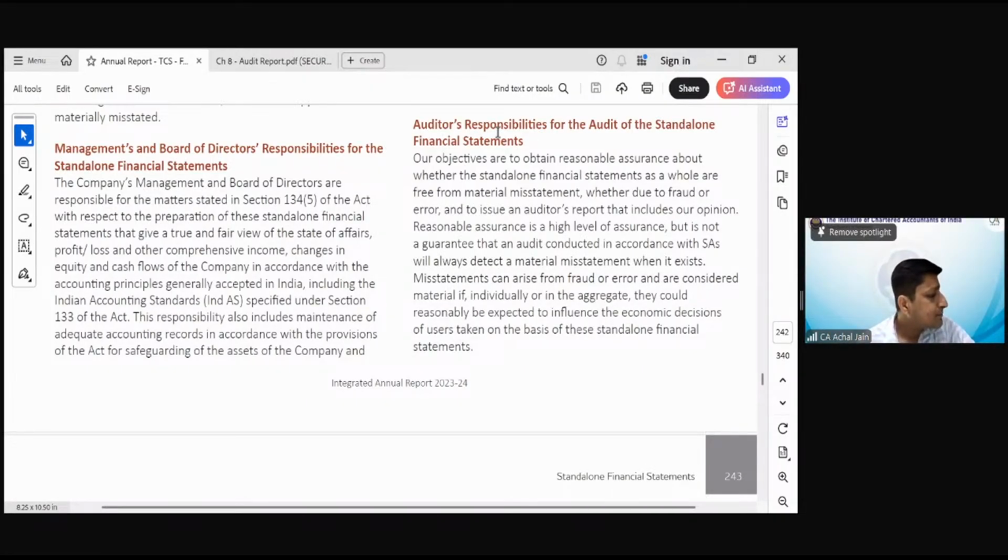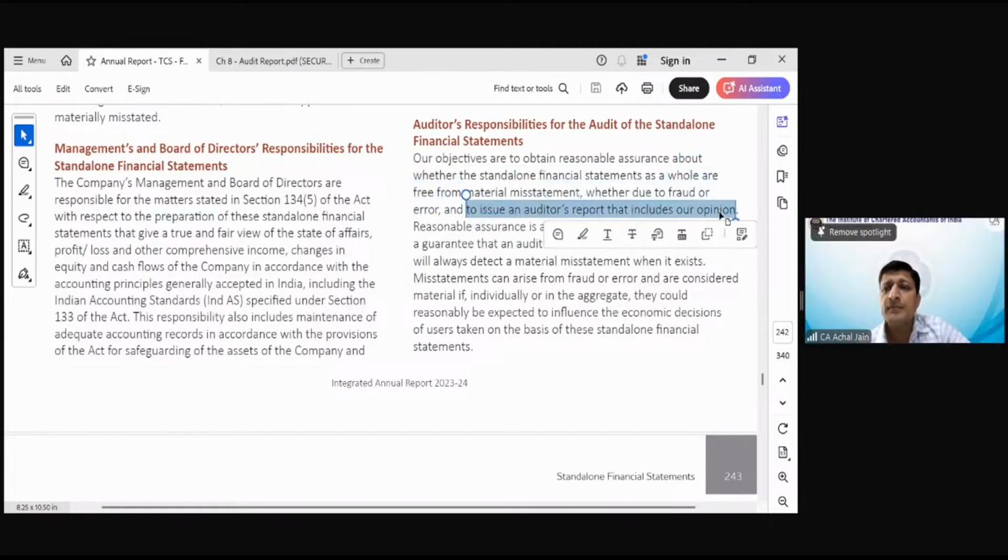Now, our objective is to obtain reasonable assurance about whether the financial statements as a whole are free from material misstatement, whether due to fraud or error, and to issue an auditor's report that includes our opinion. So at the first place, he has explained the objective of the audit. Now you may be thinking, sir, is this required to be covered? Answer is yes.